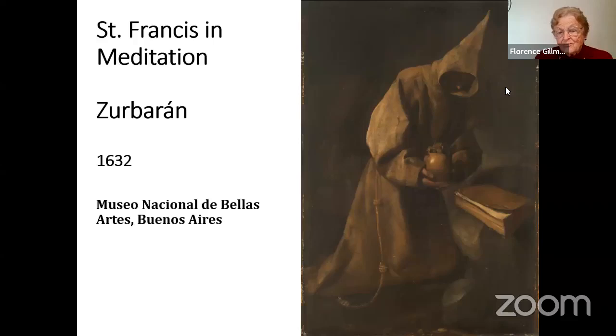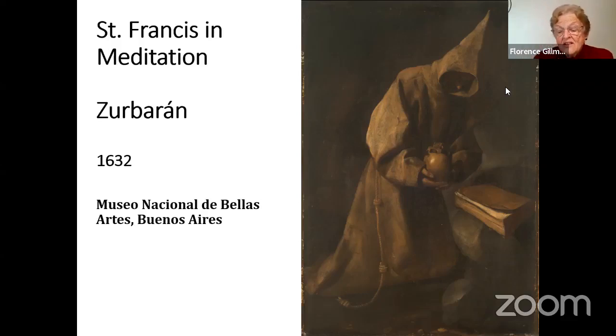So this painting he did, this is another one of the St. Francis then, he did in 1632. So this is very contemporaneous with the one at the Timken. Please notice that it is in Buenos Aires. That will relate possibly to something I'll say later on about Zurbaran.